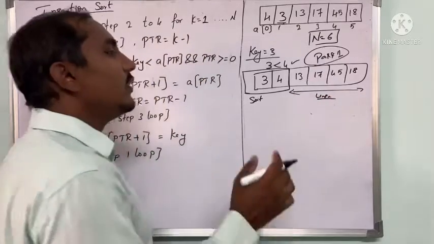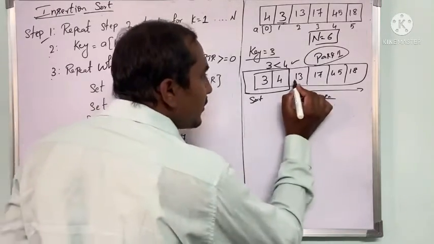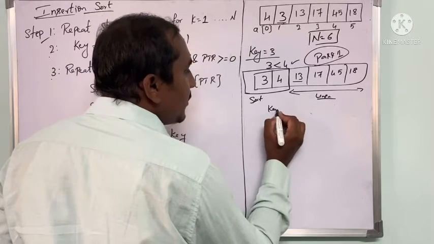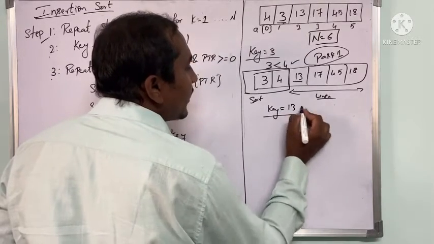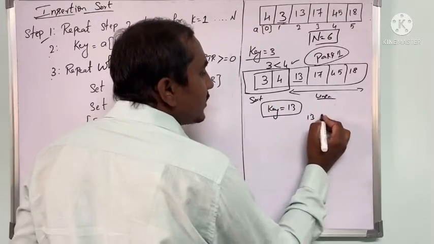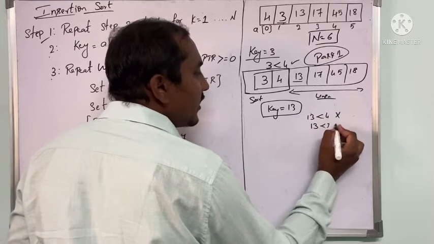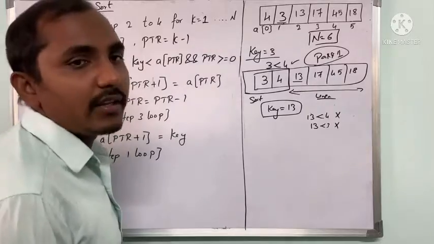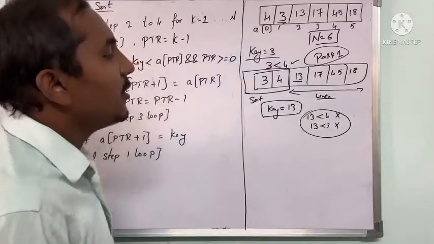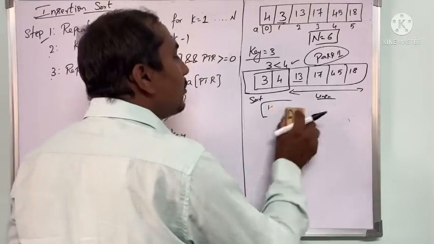Now for the second pass, the key element will be 13. I'm going to check whether 13 is less than 4, false. Again, we check whether 13 is less than 3, that is also false. So in this case, we are not going to exchange any element, so the elements will stay in place. That completes our pass 2.